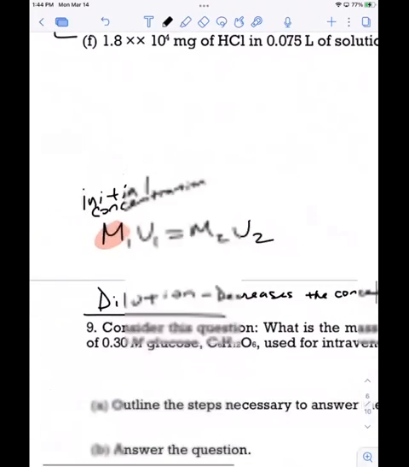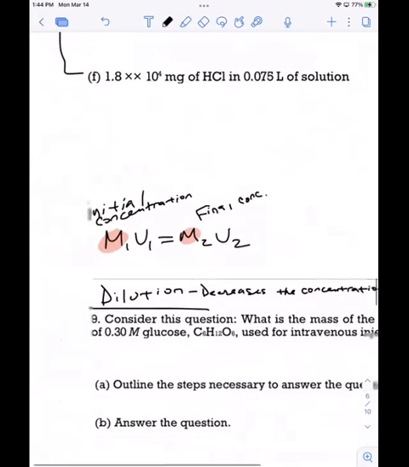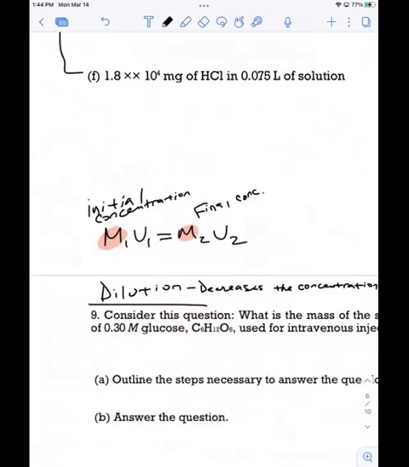And then M2 is your final concentration. Right? And then V1 is your initial volume and V2 is your final volume. What you'll find with every dilution problem is that the concentration is always going to decrease because you're diluting it, you're making it less concentrated, and the volume normally is going to increase. So V2 is going to be higher than V1 in most cases.